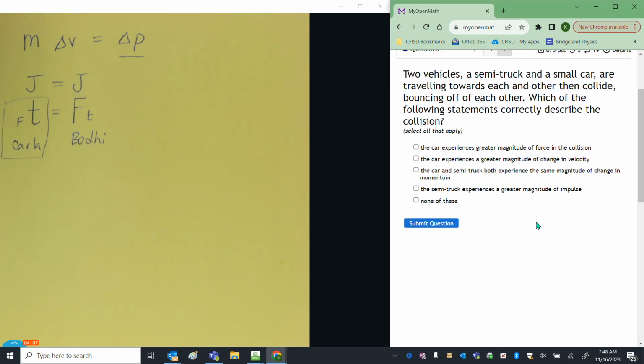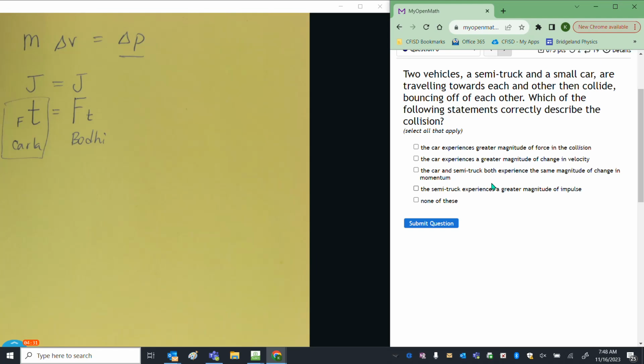Two vehicles, a semi-truck and a small car, are traveling toward each other and then collide, bouncing off of each other. Which of the following statements correctly describes the collision? Again, same idea as in the notes, the bug on my car, same thing. The bug hits the windshield and the windshield hits the bug. We've talked about that example before. But again, it's a force pair. The force on the semi-truck will equal the force on the car.